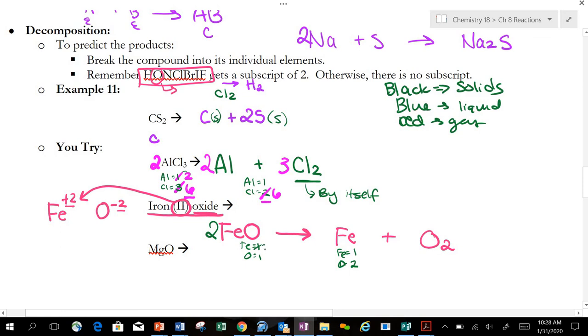Okay, well that changes this to 2. So it changes our oxygen to match, but it also changes our iron. So now we're going to go over here and we're going to put a 2 in front of the iron. So now everything is balanced. So I want you guys to try to do MgO on your own and answer the question at the end of the video. Okay? And then when you guys are finished, if you could work on day 2, that'll go over different types of decomposition reactions.